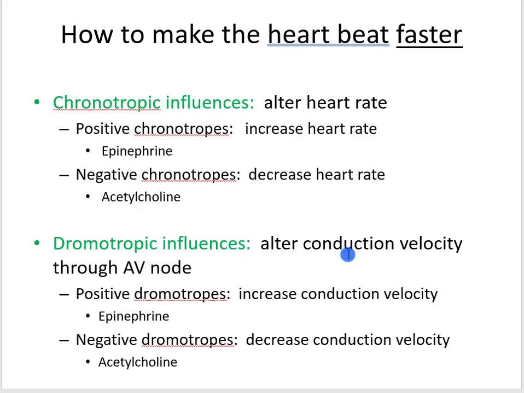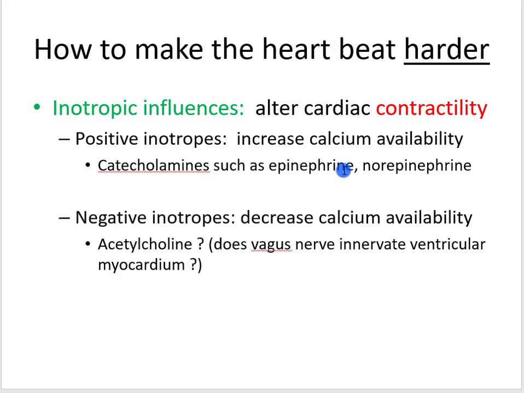These are things that alter conduction velocity through the AV node. Remember that the AV node itself is kind of holding that charge just a little bit? Well, that is also manipulable. And so we can either increase conduction velocity through the AV node through, again, epinephrine, or we can decrease conduction velocity, again, through acetylcholine. So if you look, these are all the same, right? Epinephrine, acetylcholine, and with the inotropic influences, again, epinephrine and acetylcholine. And again, that shouldn't be a surprise because epinephrine we associate with sympathetic fight or flight responses, and acetylcholine we associate with parasympathetic rest and digest responses.